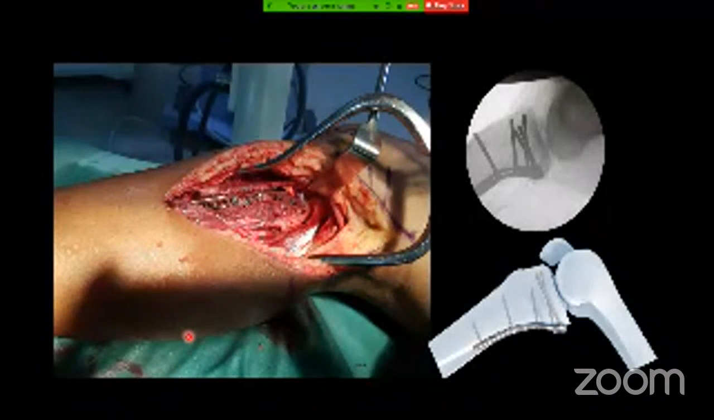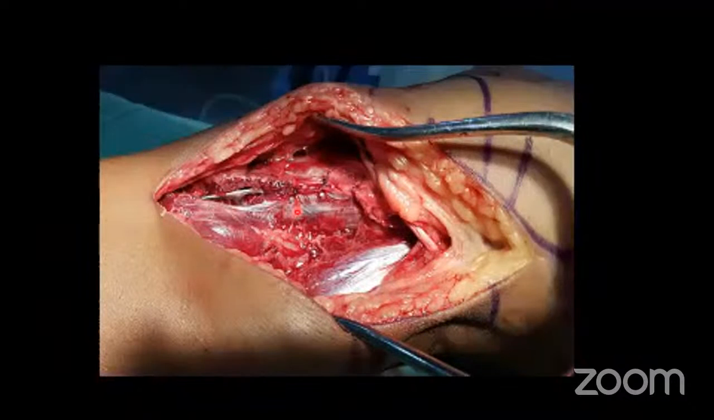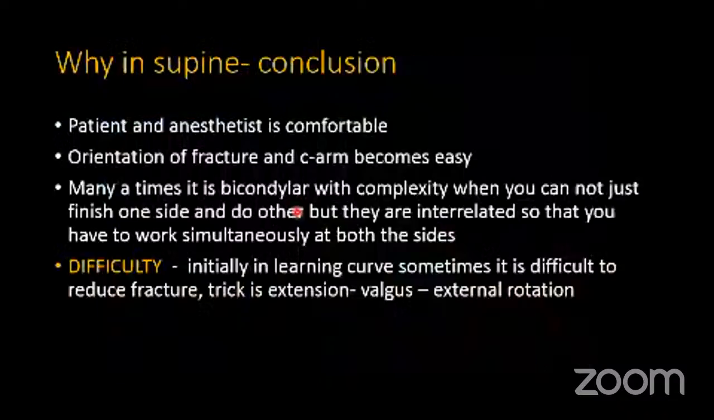So this is just to say that this approach can also be done in a supine position. And this is up to what level you can put your plate. So whenever you are doing a posteromedial plating, I would suggest you see the attachment of semimembranosus, because there you are supposed to reach. And if you can reach up to there, then you can have your screws right at the subchondral level. And this is how I close my popliteus, and this is how the skin is closed.